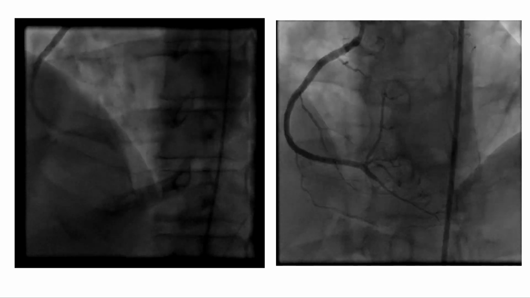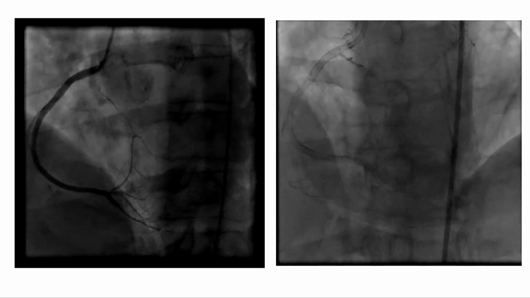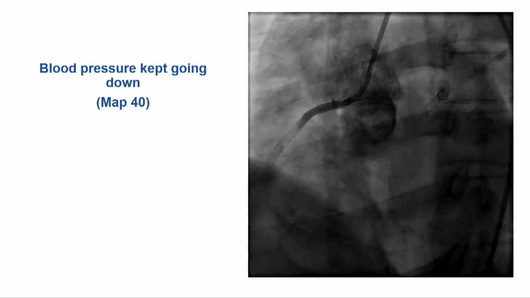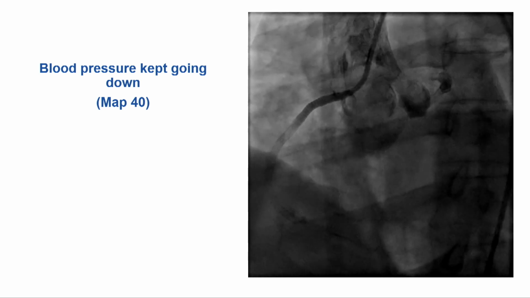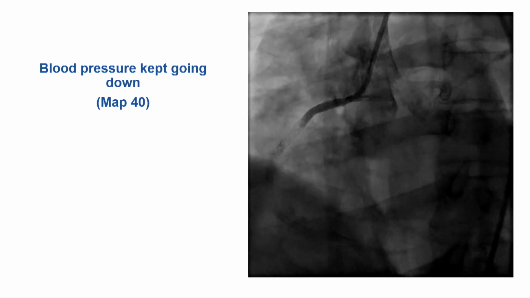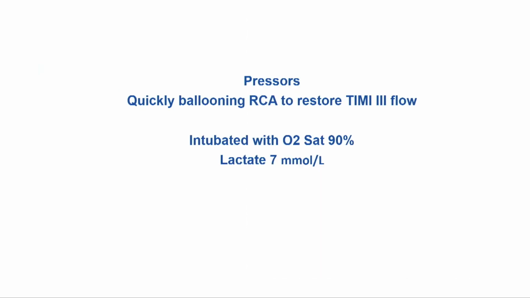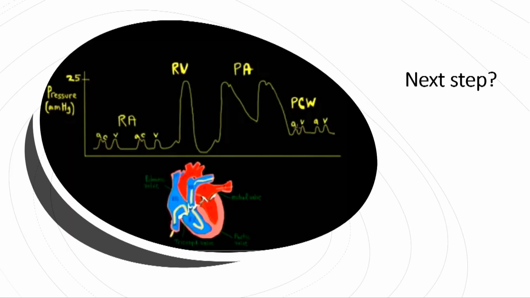So this led to the cardiac arrest, and now the patient's blood pressure kept going down, and then we take another picture, and this happened. Now we're in the MAP 40s, we're in the cath lab, and everything is haywire. We quickly wire and balloon this to restore flow, start pressors, and now the RCA has TIMI-3 flow. The patient is on pressors, blood pressure going down, intubated with a saturation of 90%, and lactate came back as 7. And next step, we practice what we preach.